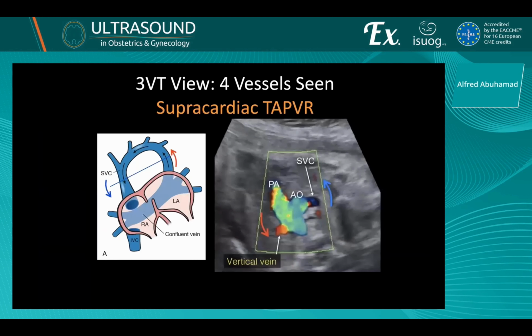Okay, so now it is really important to make sure that that additional vessel that exists is not actually the vertical vein in a case of supracardiac total anomalous pulmonary venous return. So as you see in this situation, when you have a supracardiac total anomalous pulmonary venous return, the four pulmonary veins drain into a confluent vein, and then there's a vertical vein that takes the blood to the brachiocephalic vein to come down through the supravenous cava.